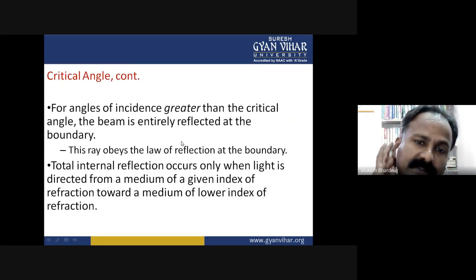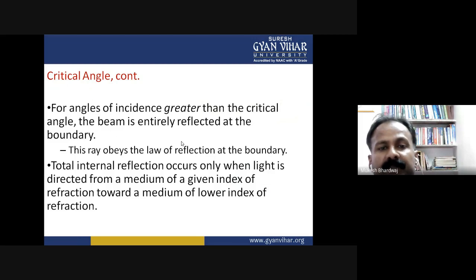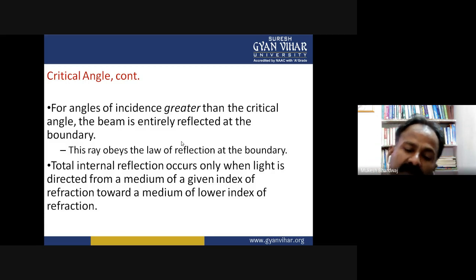For angles of incidence greater than the critical angle, the beam is entirely reflected at the boundary. This ray obeys the laws of reflection at the boundary. Total internal reflection occurs only when light is directed from a medium of a given index of refraction towards a medium of lower index of refraction.